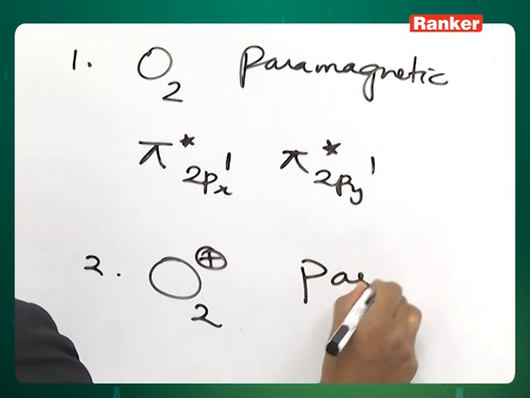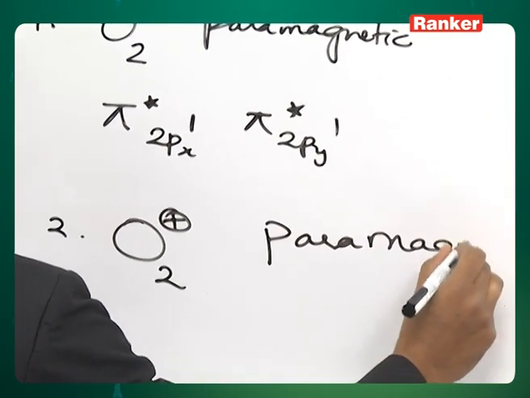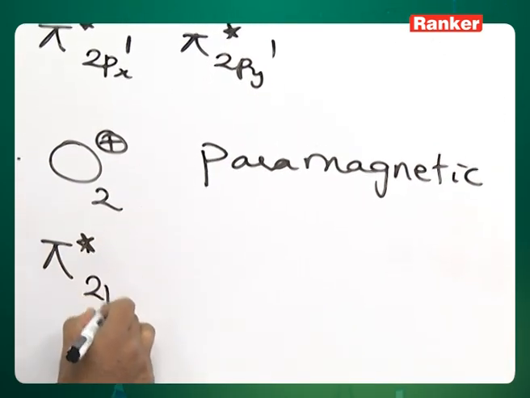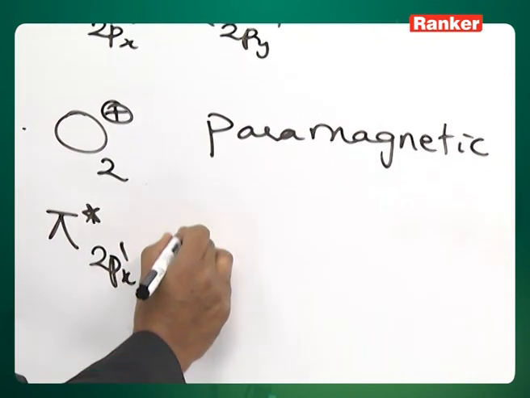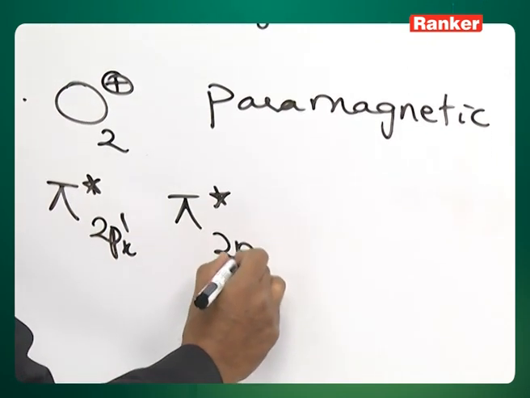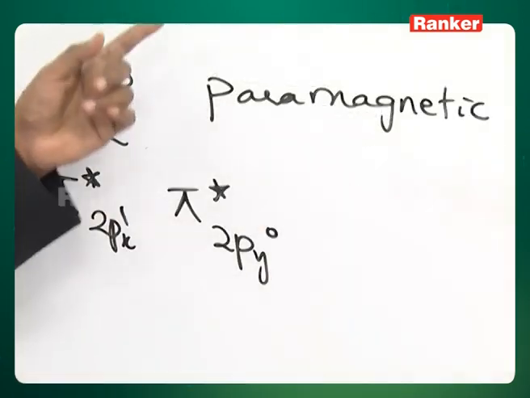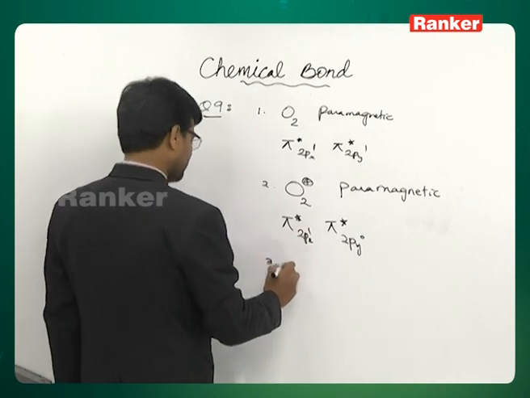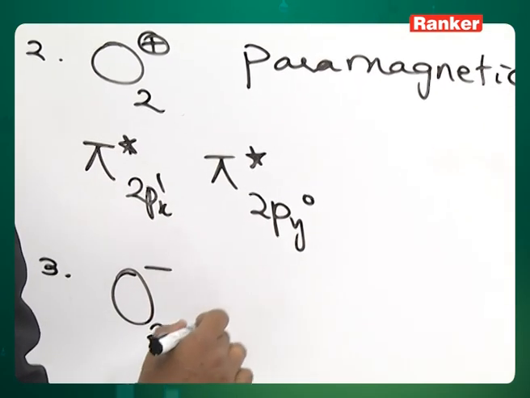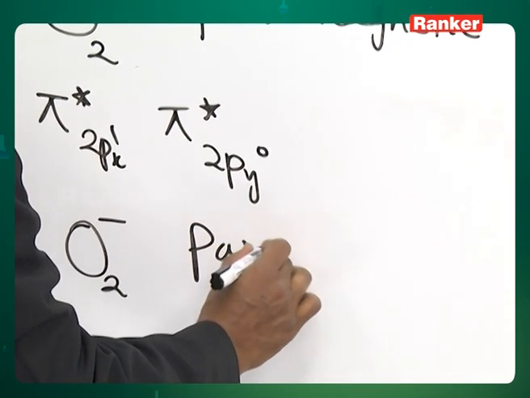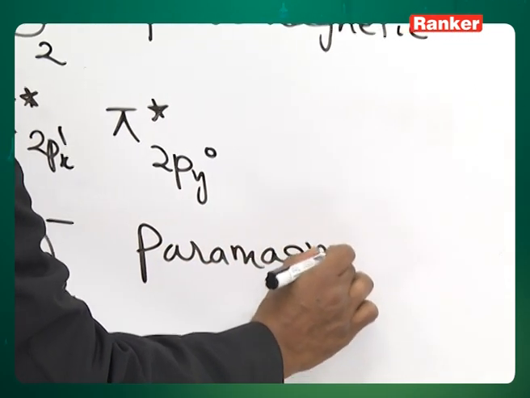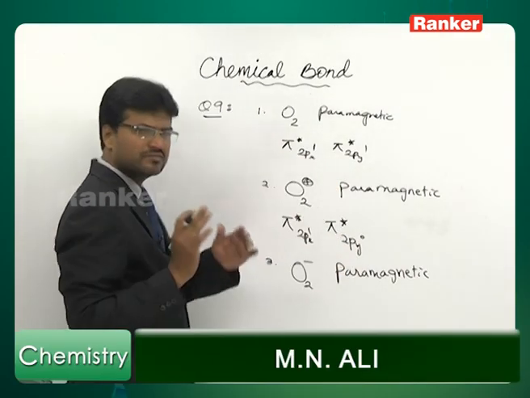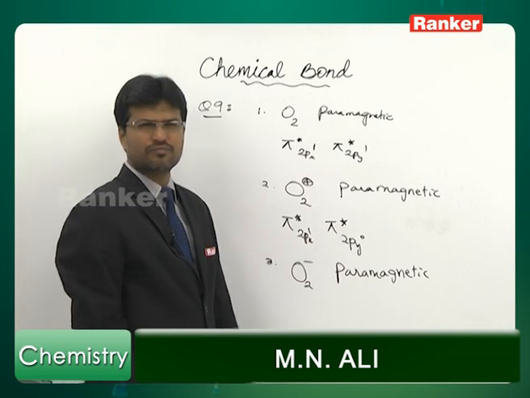This is also paramagnetic, but the configuration is pi star 2px 1, pi star 2py 0. 0 because you have removed that electron. O2 has become O2 plus. Next, number 3, O2 minus. This is also paramagnetic. What happens here is one of these electrons will get paired up. So it becomes pi star 2px 2, pi star 2py 1.